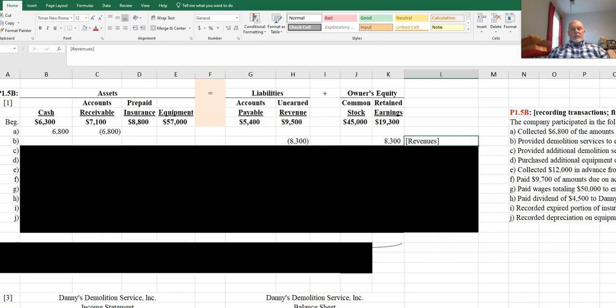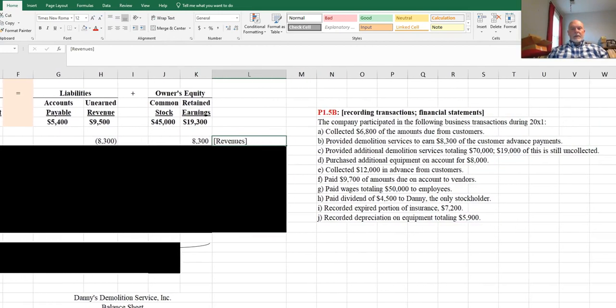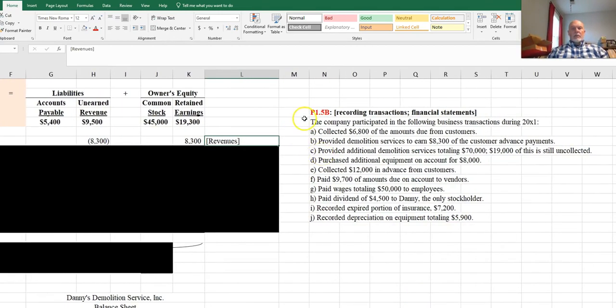In item C, by the way, this is problem 15B that you can find in the back of chapter 1 if you want to read along. Item C says we provided additional demolition services totaling $70,000. That's how much work we did. That's going to be the revenue. Anytime you do work, you're going to add revenue under retained earnings. So we're going to be adding $70,000 to the retained earnings, representing the work we did.